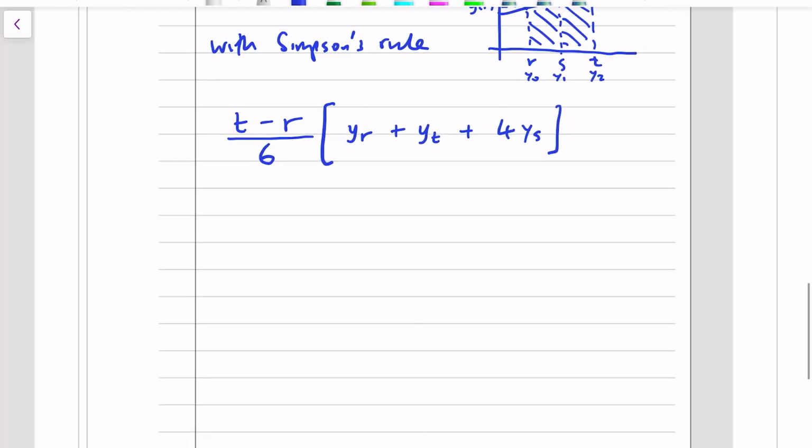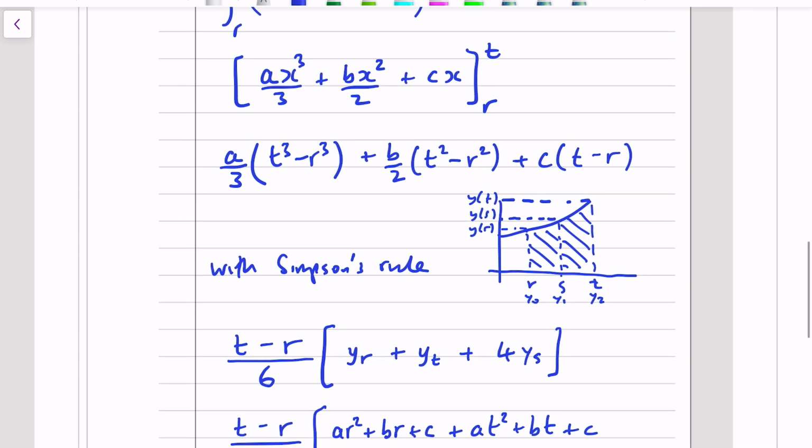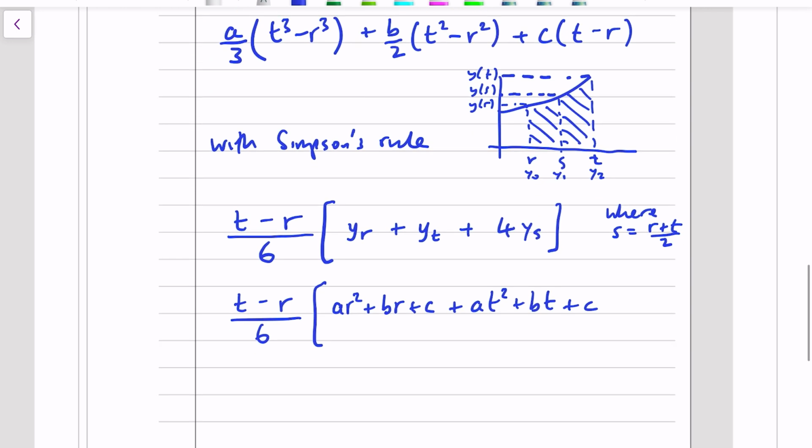Now we use the parabola equation to find those y values. The y value of r is just a r squared plus br plus c. The y value of t is at squared plus bt plus c. And 4 lots of the y value of s. Now, there were no s's in our expression for the exact integral, which means we shouldn't put s into this one. s is the average of r and t: s equals r plus t all over 2. So we've got 4 lots of, this is where it gets really messy.